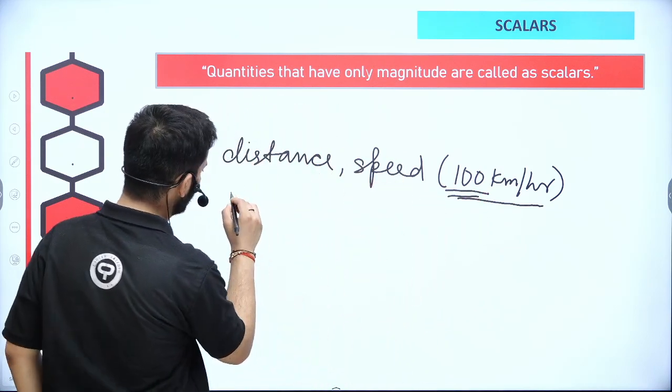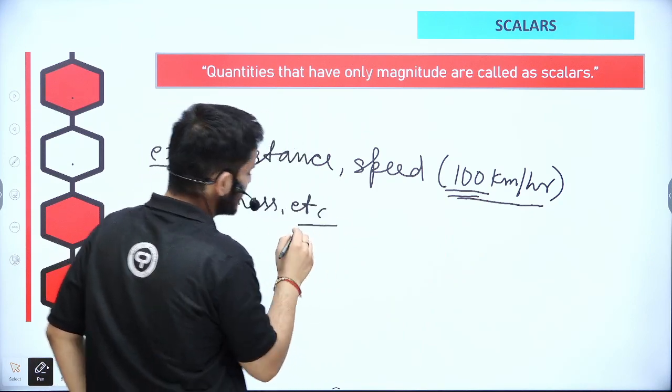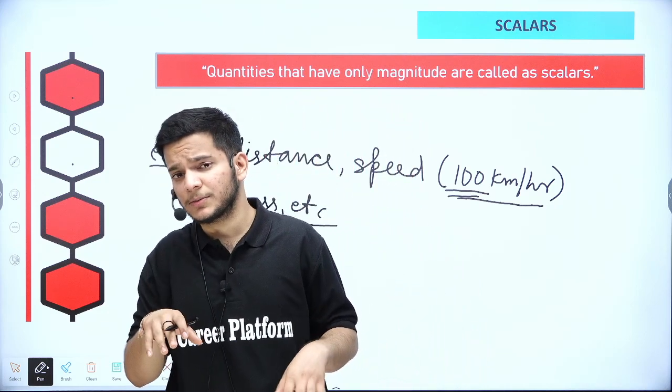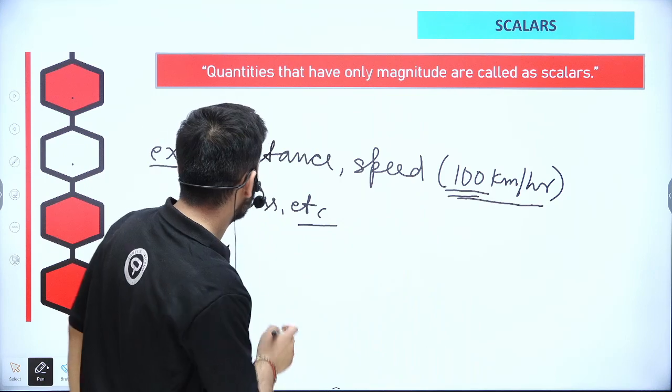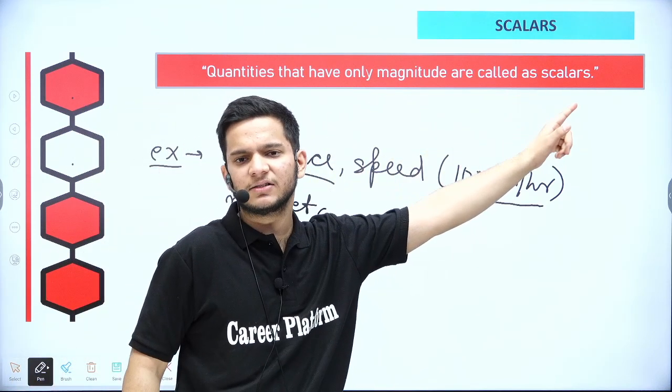Let's take one more example, mass. A body has 50 kg. It's not like the body has 50 kg towards something. Towards what? Towards the earth or towards the moon? Nothing is defined. Only the value, the magnitude, is defined. So these quantities are called scalars. Is this okay?